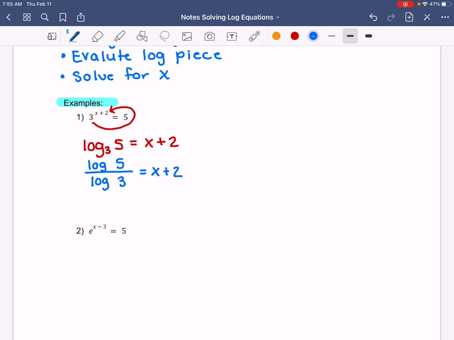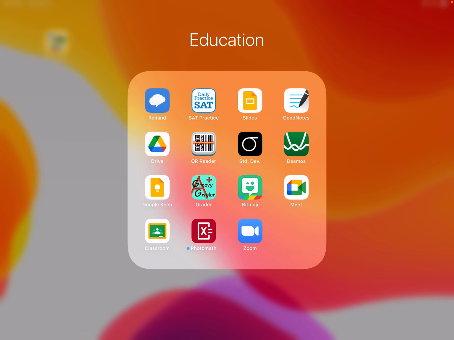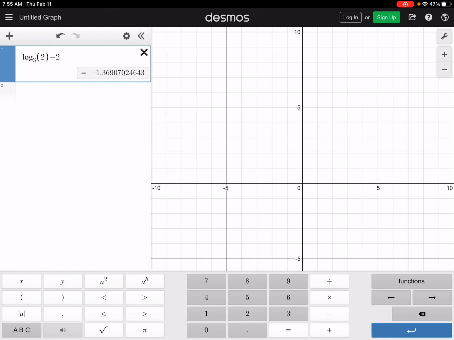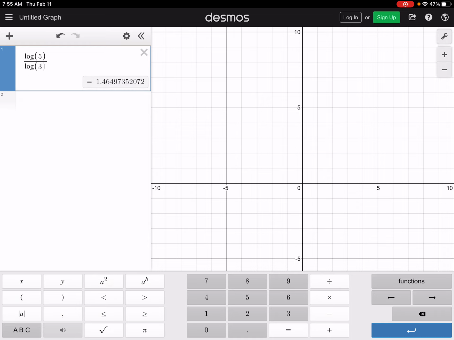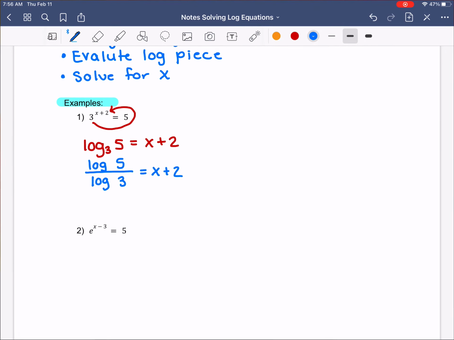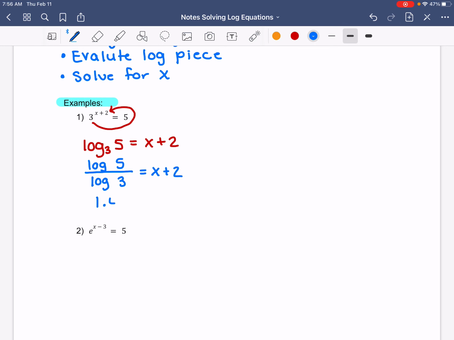I'm going to solve that, log 5 divided by log 3, using Desmos. So I do my functions. I do log 5 divided by log 3, and I get 1.46497. I didn't say where to round, so we'll just do 3 decimal places. So it's 1.465 because the 4 rounds up. 1.465 equals x plus 2. So that's the evaluate log piece.